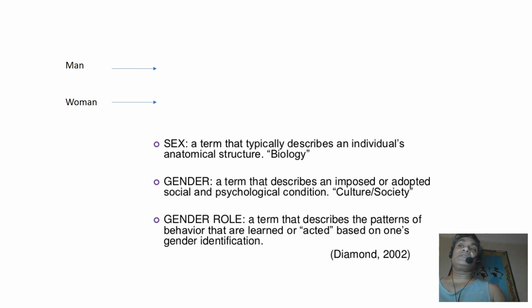So sex is a term that we use to describe biology, and gender is a term that is imposed upon us or something that is culturally or socially defined. Man is sex, male is gender, woman is sex, female is gender. It's possible to be a masculine woman. It's possible to be a feminine man. Masculine and feminine are gender terms. Man and woman are sex terms.